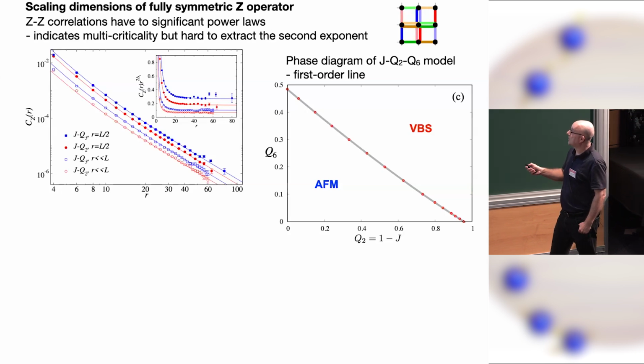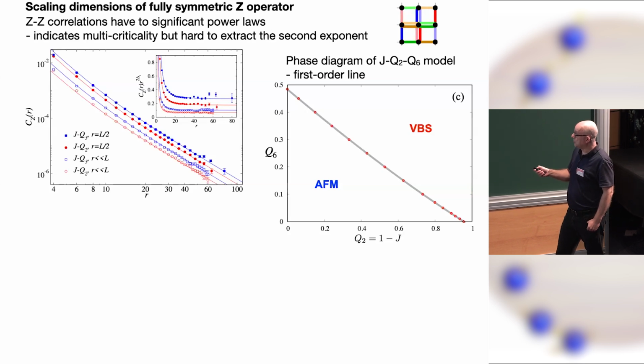Anyway, here I show the phase diagram that June has extracted for the JQ2, Q6 model. Here it's in terms of Q2, which is 1 minus J, and Q6. And then we have the AFM phase, the Néel phase, and the VBS phase. And the transition is first order on this whole line.